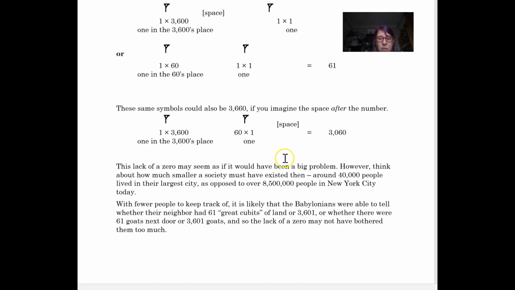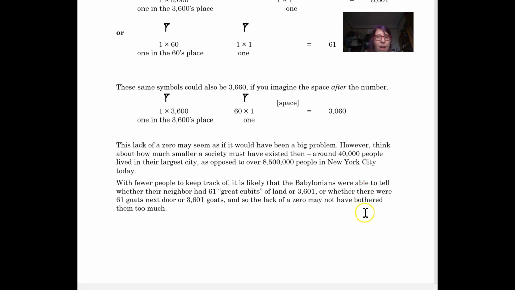And I think it's interesting to try to figure out what different kinds of numbers you could have if you imagine where the 0 is. Gives you a good appreciation for our 0 and for place value.